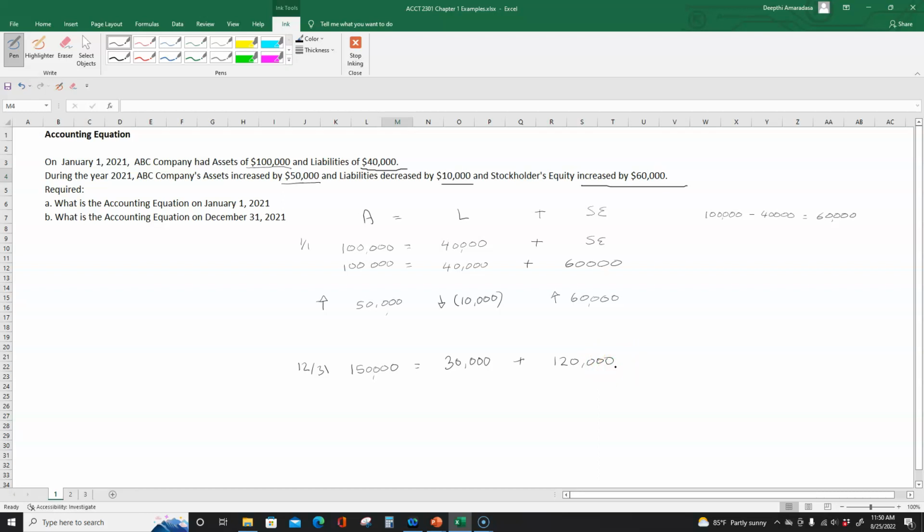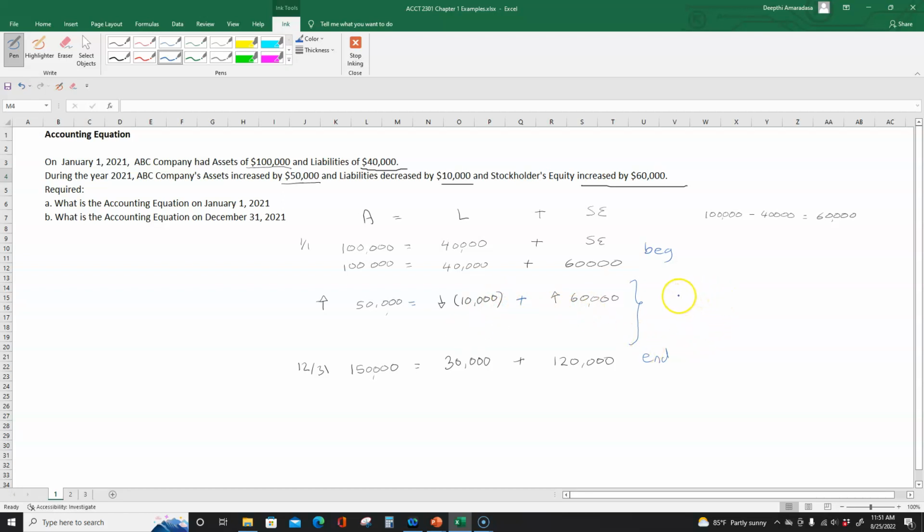Before we move on to the rest of the topic, I want to show you something else. Let's look at the change that occurred during the period. So this is the beginning. Let me label that the beginning. This is the end of the period. But here's the change. This is what happened during the period. For the accounting equation to be in balance at any given point in time, the change has to also be in balance. So let's see if that holds true. Is 50,000 equal to negative 10,000 plus 60,000? Yes, it is.